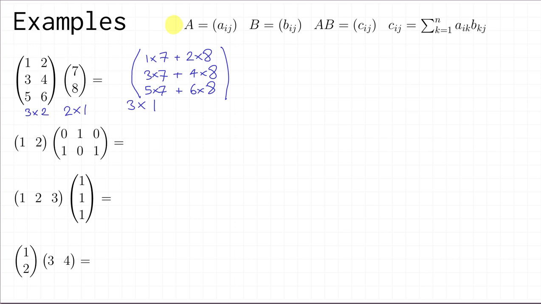Okay, let's do another one where hopefully the arithmetic's a little bit easier. So we'll move on to our second example here, where we have a 1 by 2 row vector. So a 1 by 2 vector.